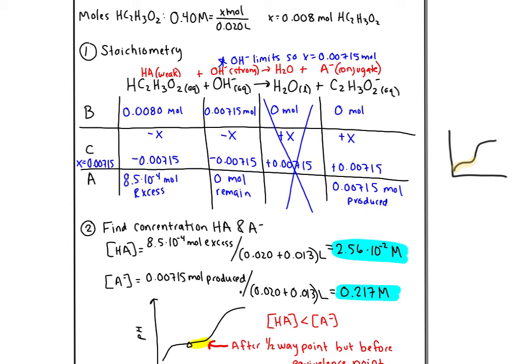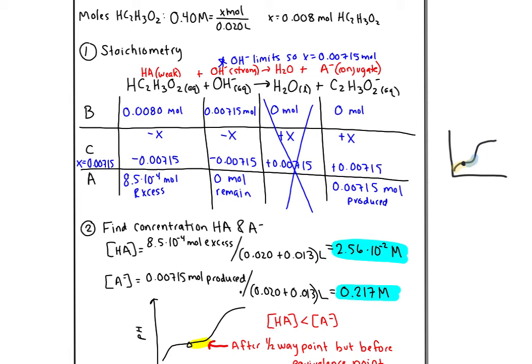Okay, well, let's look: who do I have more of? Do I have more of my weak acid or more of my conjugate? I have more of my conjugate. So if I mark my halfway to the equivalence point, we are actually a little bit past it. We're actually probably where that blue is because I have more of my A minus than my weak acid. So we've passed the halfway point. If we were at the halfway, these guys would be equal.